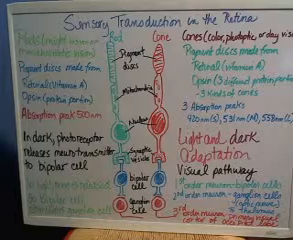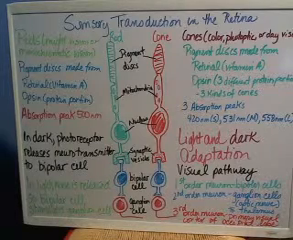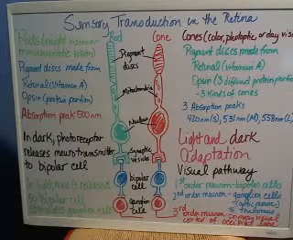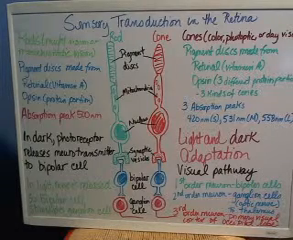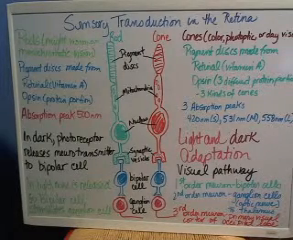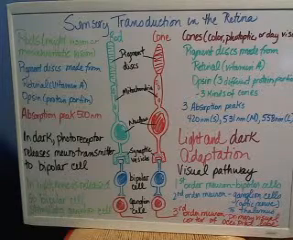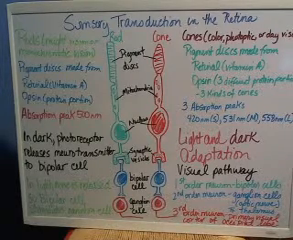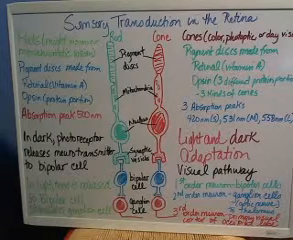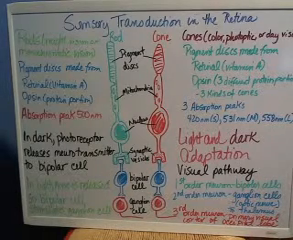Now if there are lots of S cones stimulated and a few M cones, then we're going to interpret that sweatshirt as being blue. And if there are S cones and a whole lot of M and L cones stimulated, we're going to interpret it as blue-green.